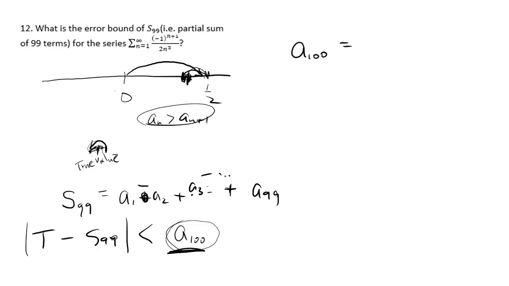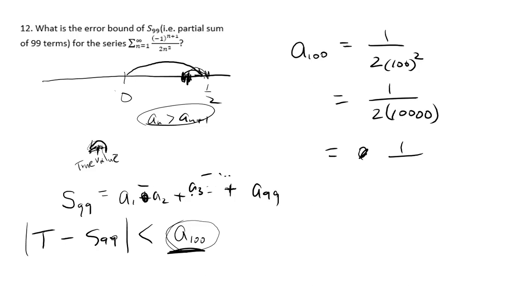a_100 is the absolute value of this one, which is 1 over 2 times 100 squared, and that's equal to 1 over 2 times 10,000, which you can just write as 1 over 20,000. So that's the error bound. This is actually the error bound.